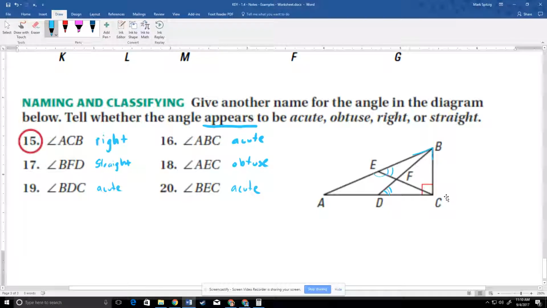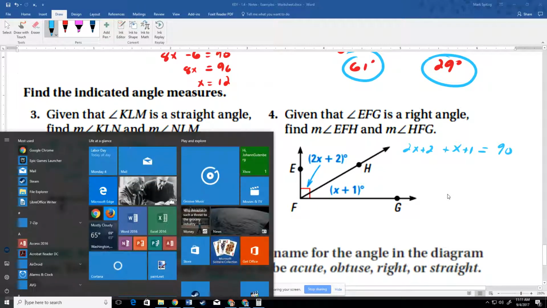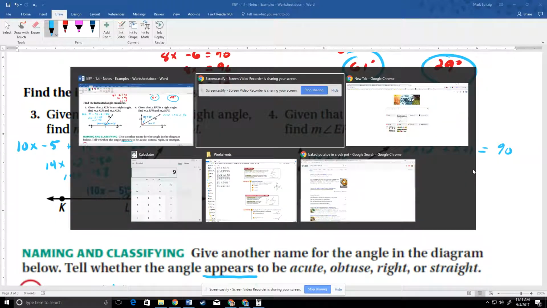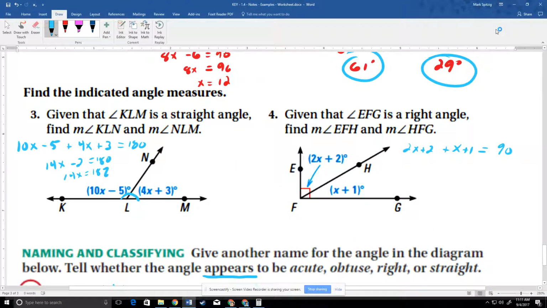All right, I think we're going to have time, so I'll just finish these parts out here. If I simplify these, we get 14x minus 2 equals 180. And so we get 14x equals 182, and 182 divided by 14 is 13. So we get x equals 13 right here.